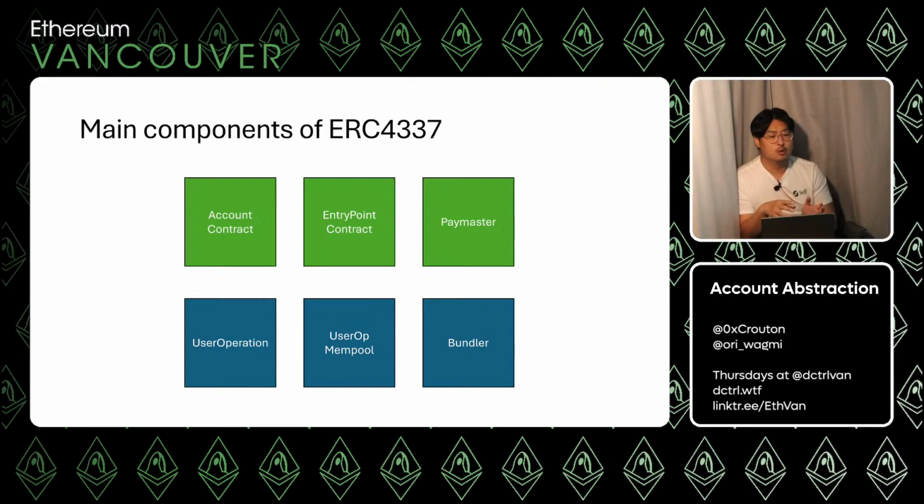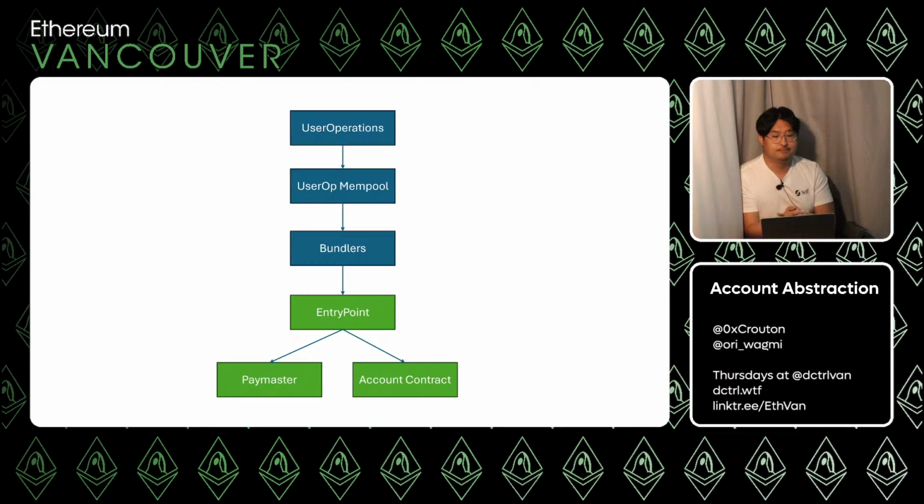They know about user operations, they look for user operations, and they build bundles of transactions. These bundlers will take a bunch of user operations, bundle them up, and eventually those bundled transactions will be submitted to the Ethereum mempool as a real Ethereum transaction on-chain. So let's take a look at how these 6 components interact with each other.